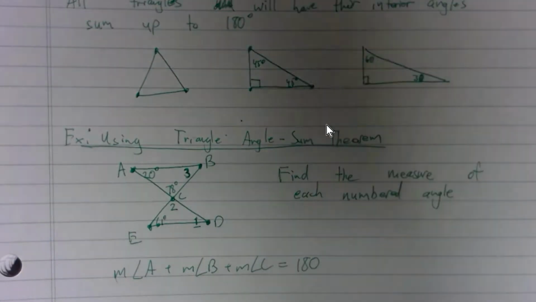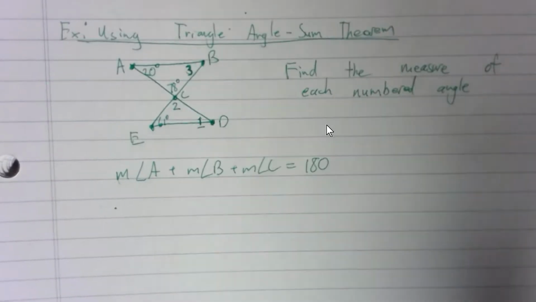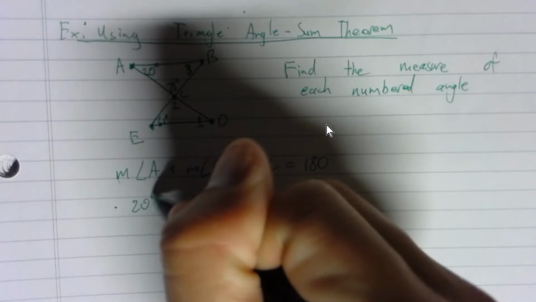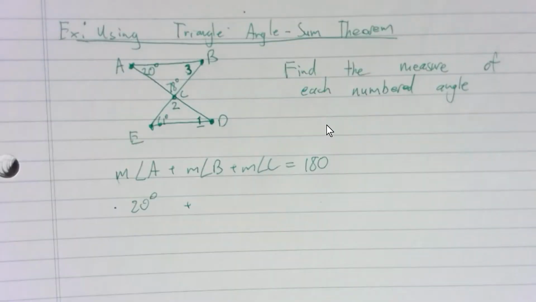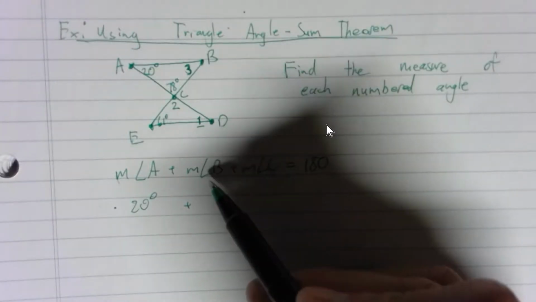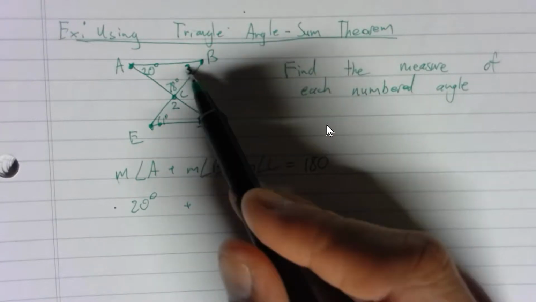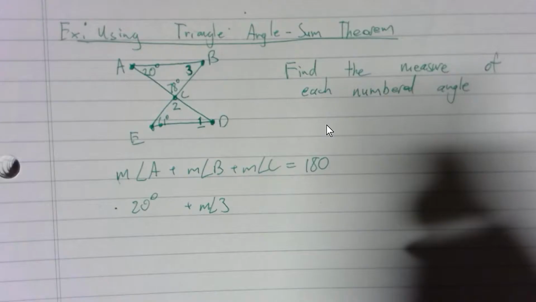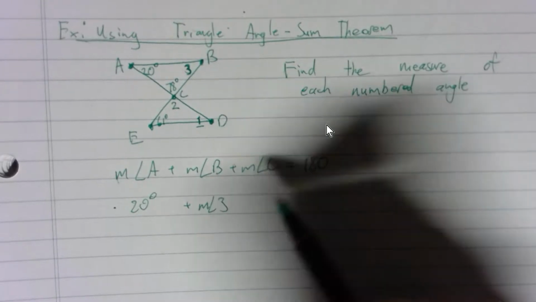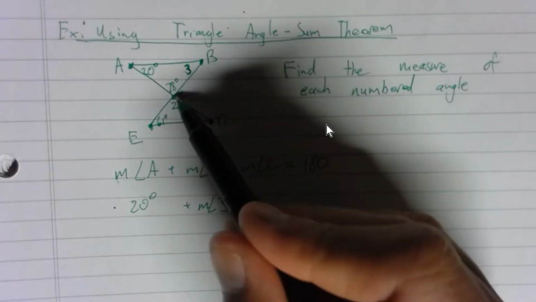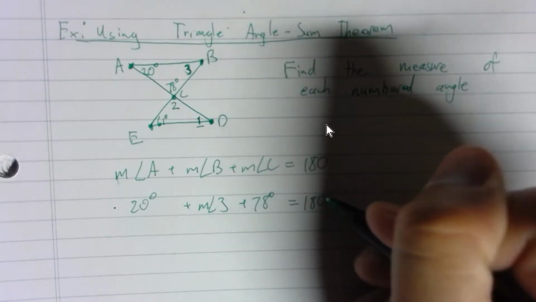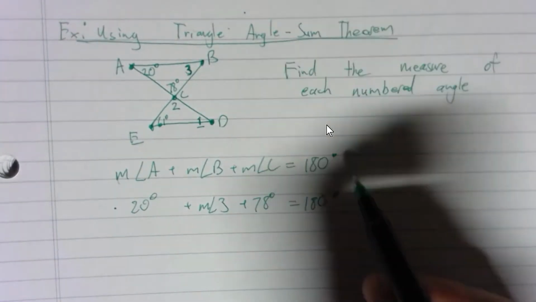All right, so why don't we substitute in the values I have? I have angle A being 20 degrees, so let's substitute in that value. The measure of angle B is just called angle 3, so we'll just call it the measure of angle 3. It's the same thing. And then the measure of angle C is 78 degrees, so we do have a value for that. And we know that adds up to 180 degrees. Sorry, I forgot to put in the degree sign previously.